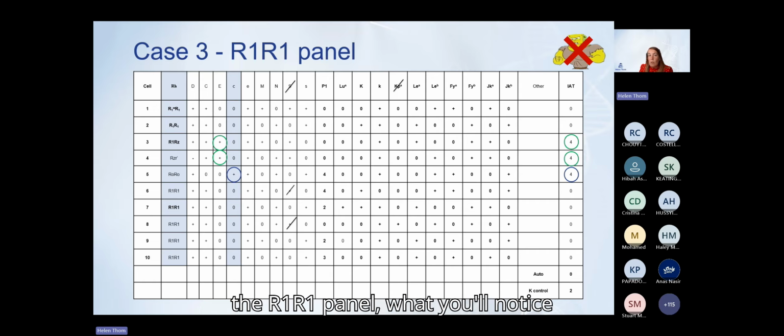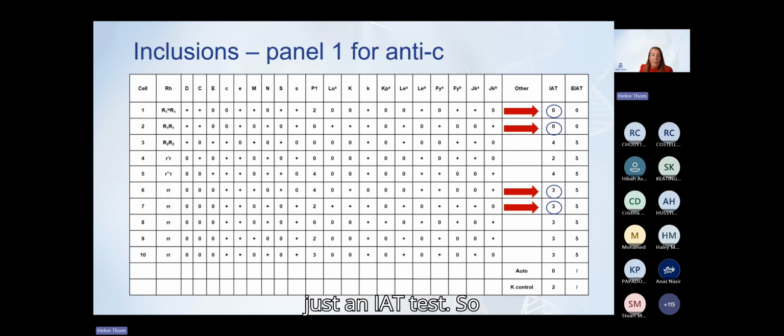Now with the R1R1 panel, what you'll notice is it's not by enzyme. It's not a patternized panel for this one. So we wouldn't get those enhanced reactions by enzyme because it's just an IAT test. So this is going back to a normal panel.